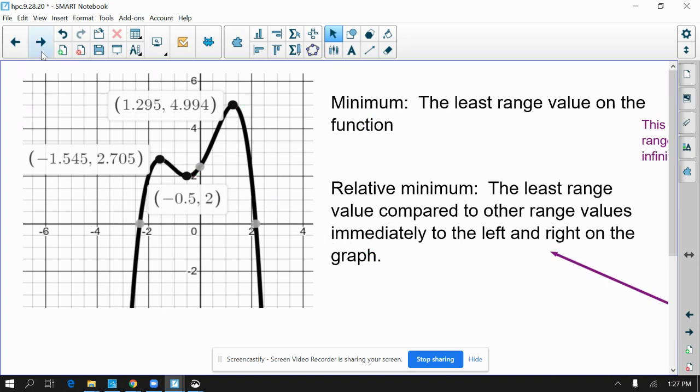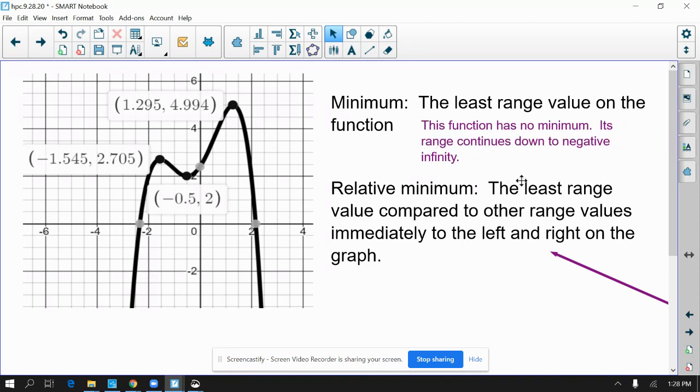We have minimums and relative minimums too. A minimum is the least range value of the function. So look at this function. What's the smallest possible y value? Well, it goes down. There's supposed to be arrows here, but it goes down forever. It goes down to -infinity. So you couldn't even say -1,000,000 because it keeps on going down past that. So this function doesn't even have a minimum. It never bottoms out. No matter what y value you say, I can name one that's even smaller.